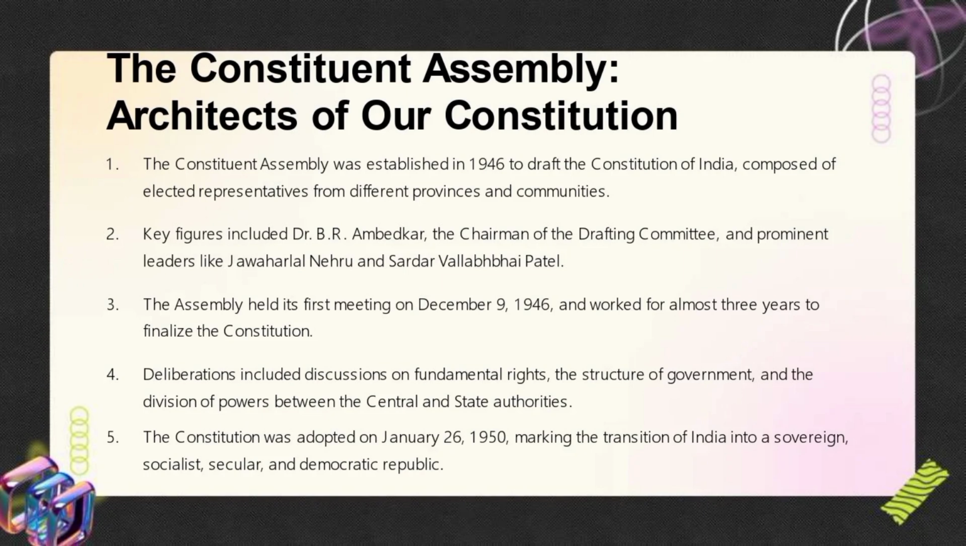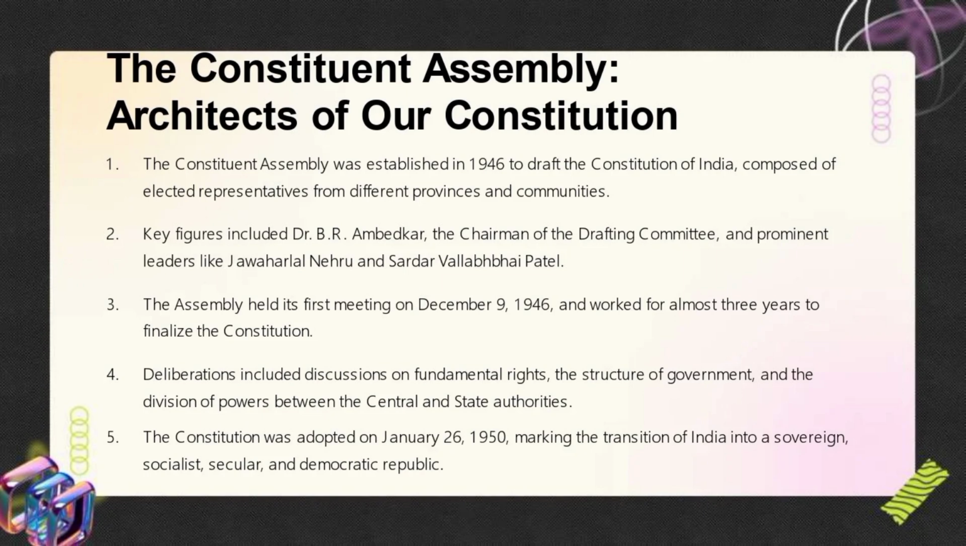Then we come to the next point, the Constituent Assembly, architect of our Constitution. The Constituent Assembly was established in 1946 to draft the Constitution of India, composed of elected representatives from different provinces and communities. The key figures included Dr. B.R. Ambedkar, the chairman of the drafting committee, and prominent leaders like Jawaharlal Nehru and Sardar Vallabhbhai Patel.